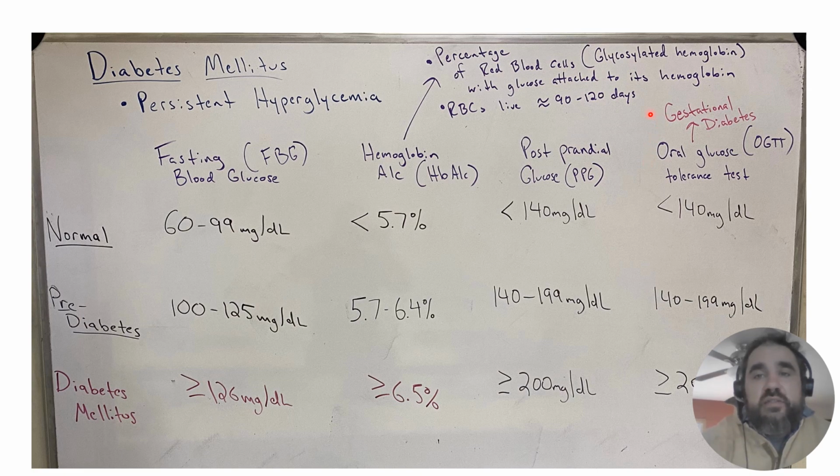So gestational diabetes is diabetes developing in the second or third trimester of pregnancy, and we can't check an A1C because this is developing during pregnancy. And women that have gestational diabetes are at risk for developing type 2 diabetes, and their kids have a high risk of diabetes as well.